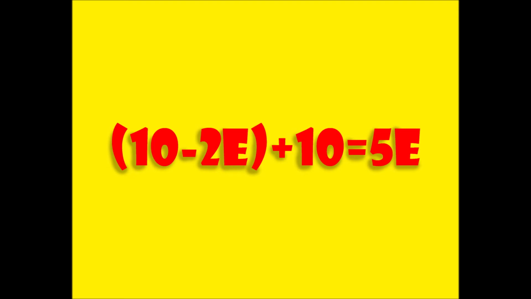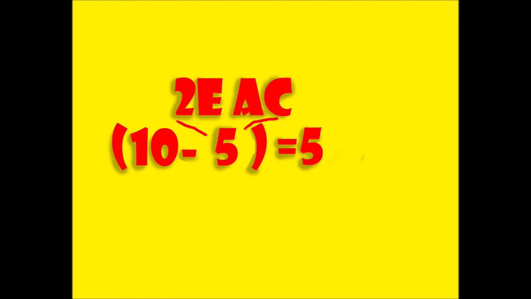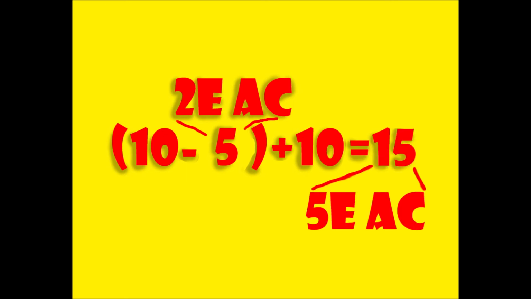Here's an example. The opponent in Chainmail we talked about a few minutes ago has a 2E AC of 5. So to convert that, 10 minus 5 equals 5. Now add that back to 10 and you get your 5E AC. 10 plus 5 equals 15. So a 2nd edition AC of 5 equals a 5th edition AC of 15.